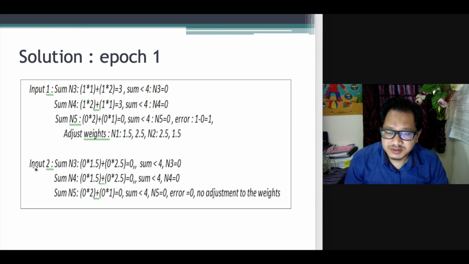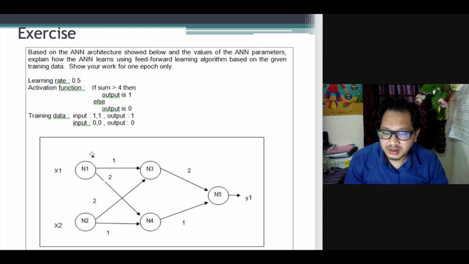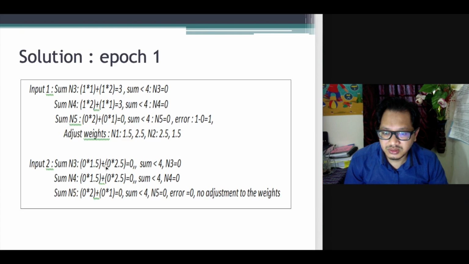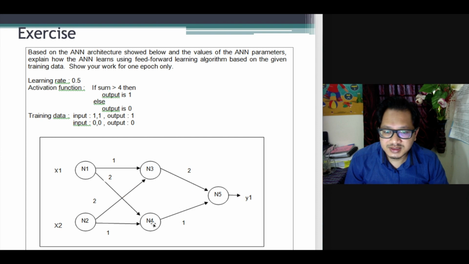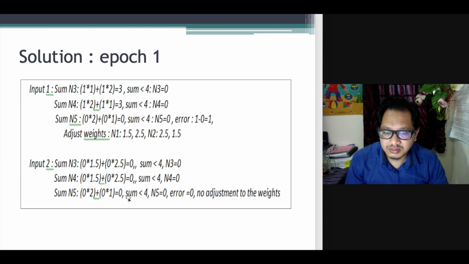Okay, second input dia akan pakai yang baru punya weight. Okay, kita tengok yang baru punya weight. This one 0, 0. Okay, so dia akan pakai 0, 0. So akan dapat 0 less than 4. And then N4 pun dia akan pakai 0, 0. 1.5, 2.5 dia punya weight yang baru. Okay, akan dapat 0. N3 and N4 akan dapat 0, 0. And then dekat sini pun dekat N4, N5 pun dia akan kira ini 0 ni 0, dia akan dapat 0.